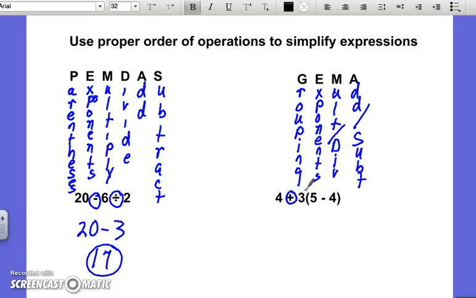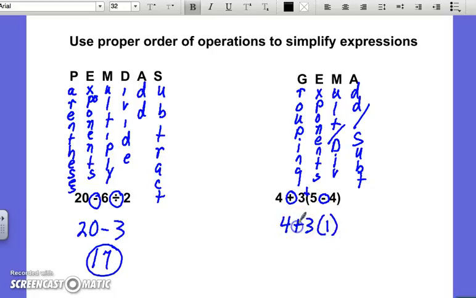We've got addition. Here we've got some multiplication. Here we've got subtraction, but we've also got parentheses. So what do we do first? Parentheses. So in parentheses, we're going to subtract. 5 minus 4 is 1. So we've got 4 plus 3. In parentheses, we now have 1.